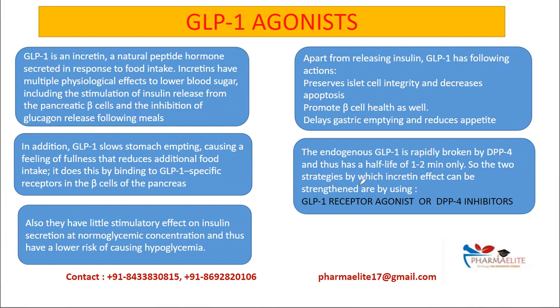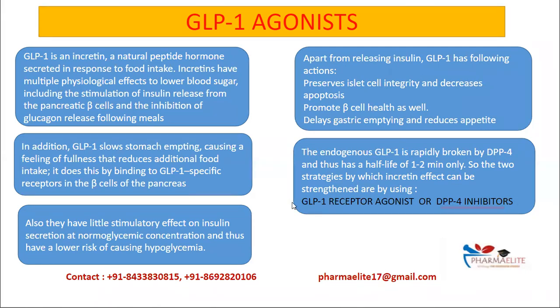So the two main strategies by which the incretin effect can be increased in our body are by giving GLP-1 agonists or DPP-4 inhibitors. We don't give DPP-4 agonists. We give DPP-4 inhibitors because DPP-4 is the enzyme that is degrading GLP-1. So to increase the effects of incretin, we give GLP-1 agonists or DPP-4 inhibitors.